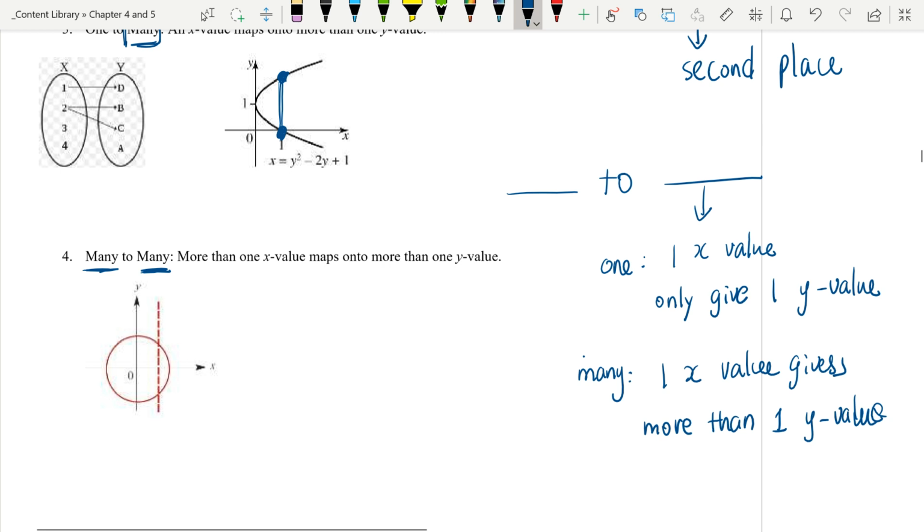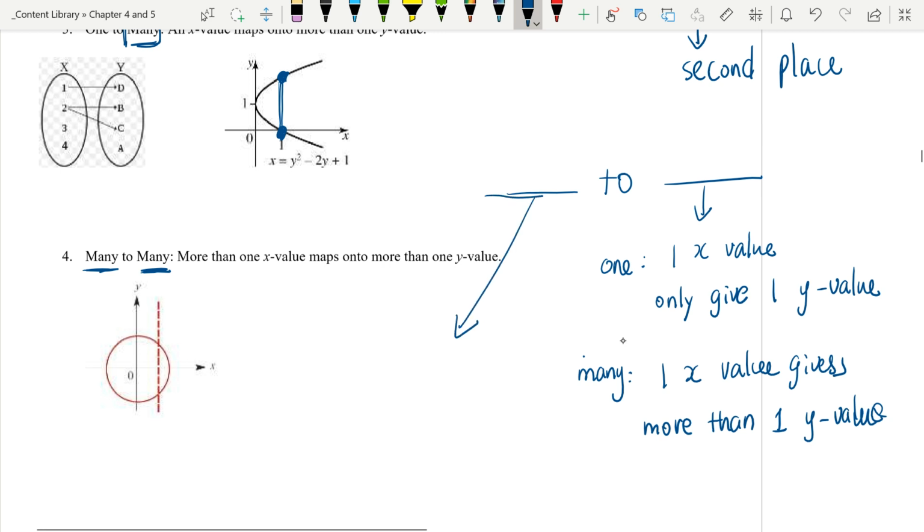Okay, so for each x, you only have one y value. That bracket is a 1. If it's a many, it means when you sub x, you can have more than one y value, like y can be 0 or y can be 2. So that's a many. Okay, that's the meaning of many.